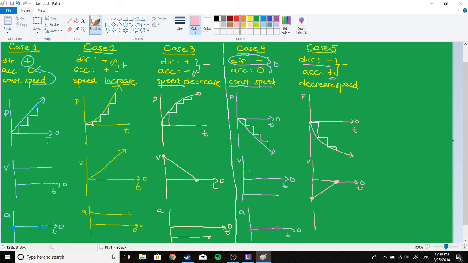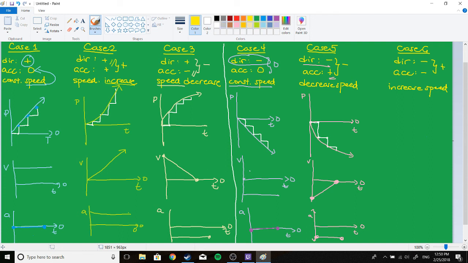Okay? How about for acceleration versus time? Well, we've already determined that positive times negative is negative. So it will just be a straight line below 0. Okay? So that's your case 5. And the final case, case 6. Your direction again is negative, but your acceleration is negative. This gives a positive if you multiply, and that means you are increasing your speed, increasing your speed but in the negative direction.